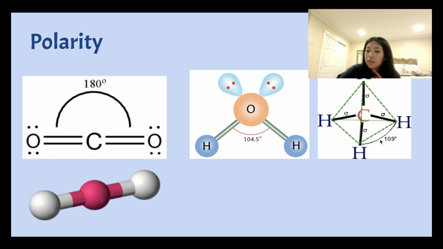Okay, and this is methane, CH4, and this is tetrahedral because there are 4 atoms bonded to a central atom. They all share the same shape, and they all have the same bond angle. And therefore, since it has the same bond angle, this is symmetrical and therefore nonpolar.